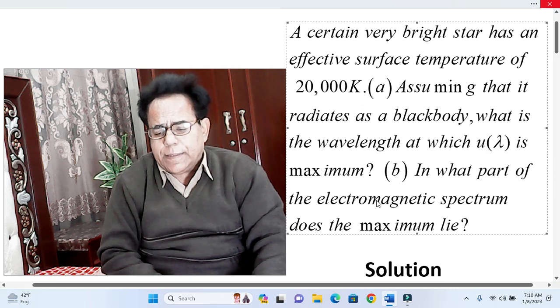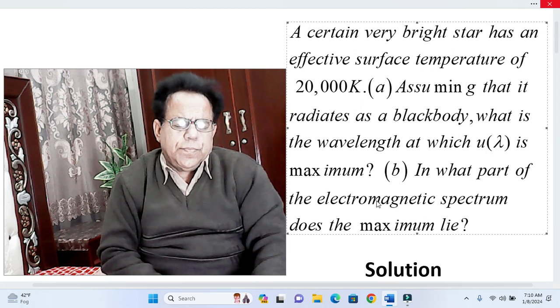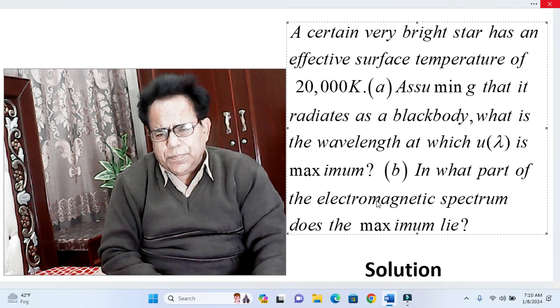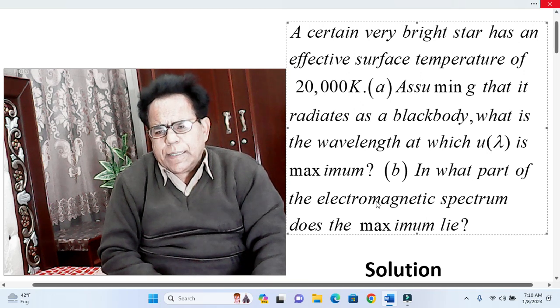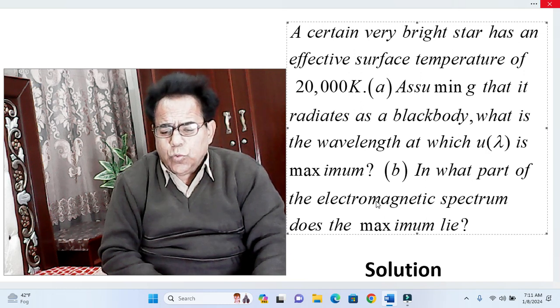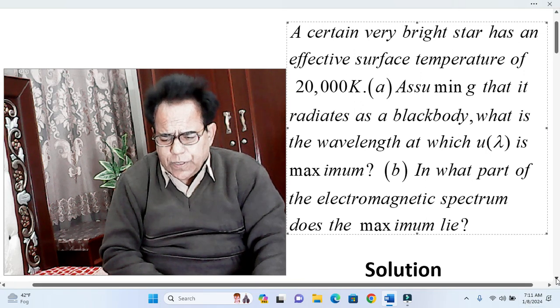Two parts. For the second part, we have to decide with reference to the electromagnetic spectrum, which has various colors like violet, indigo, green, blue, etc. So we have to decide that range, the region of the electromagnetic spectrum where that falls.